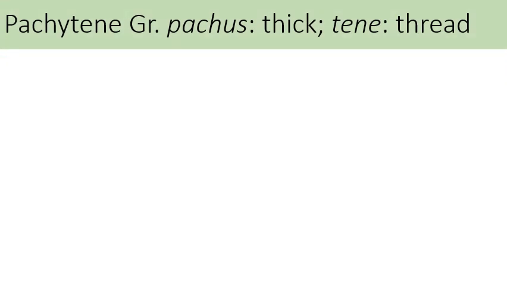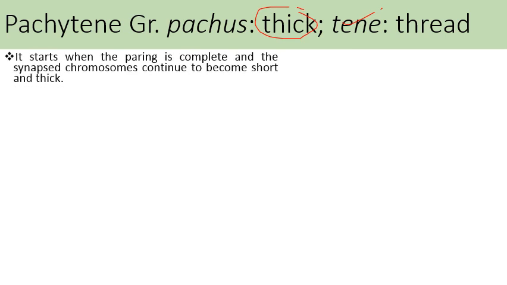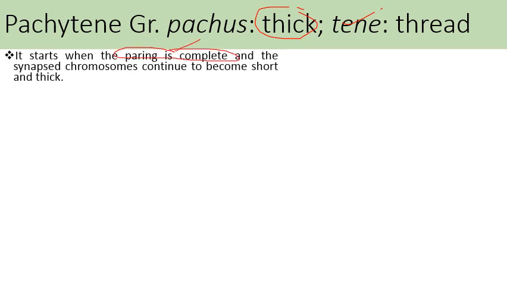The next stage is the pachytene stage. Pachus in Greek means thick, tene means thread. So this is the thick threaded stage. It means chromosomes continue the process of condensation here. This phase starts when the pairing is complete and the synapsed chromosomes continue to become short and thick.